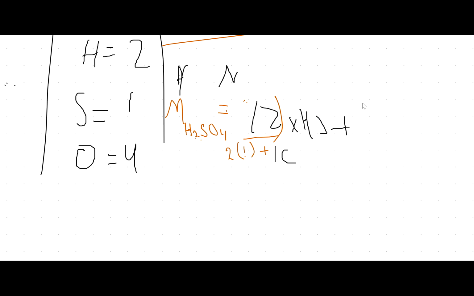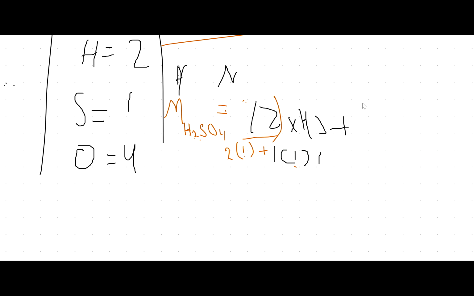This one is for whom? That's one for sulfur, because it only has one atom. Sulfur's atomic mass is 32. So we have one sulfur times 32, plus what else do we have? Now we have oxygen, which is 4 times 16.